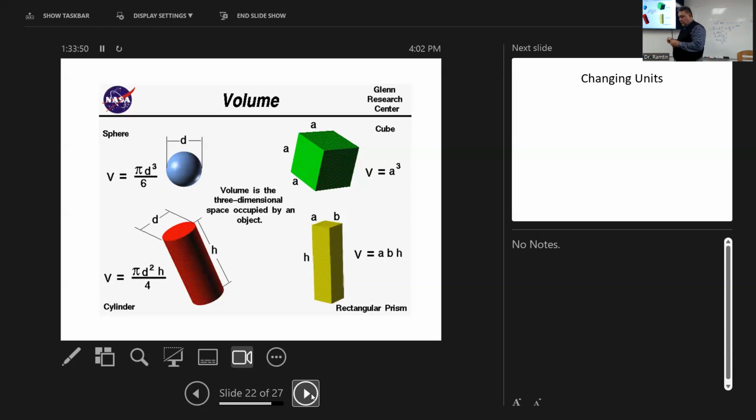Okay, you see that? So basically, they're using diameter instead of radius. That's fine. But then they multiply by height. So you see, you just have the area of one circle, and then you go all the way. You get the volume. All right.